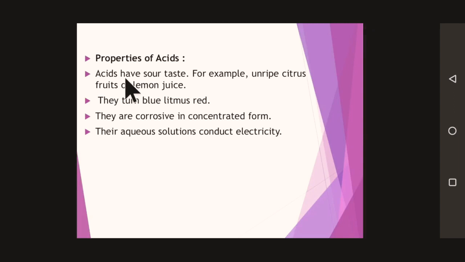Now let's learn something about the properties of acids. Acids have a sour taste, for example, unripe citrus fruit or lemon juice, and they turn blue litmus paper red. They are corrosive in concentrated form, and their aqueous solutions conduct electricity.